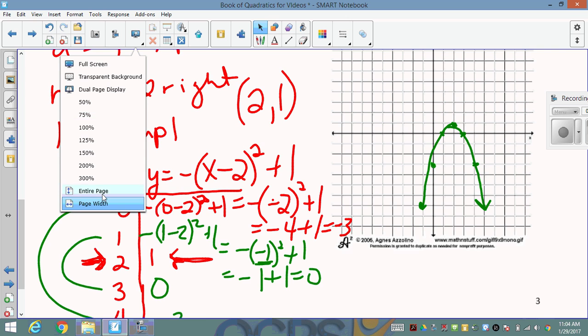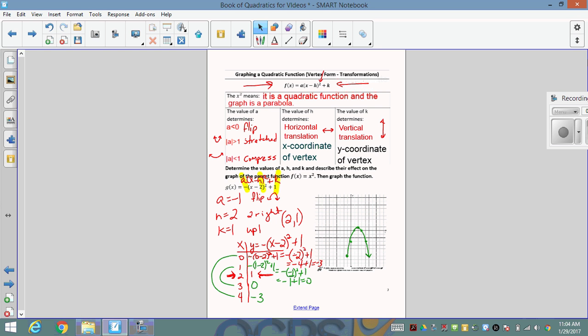So what we just did was we used our values for a, h, and k, found our vertex, did our table of values, and graphed our quadratic function.